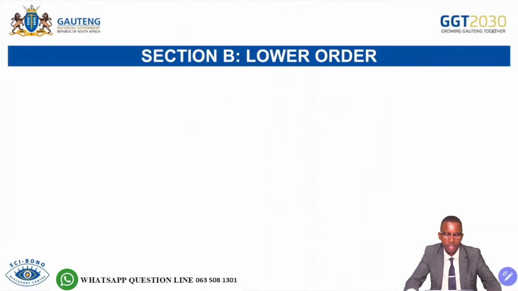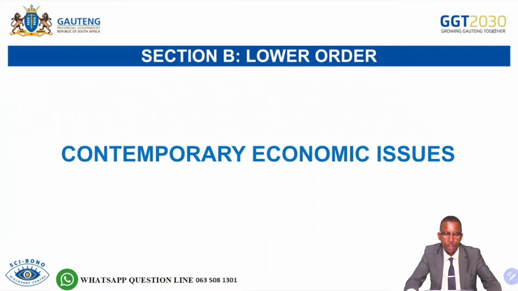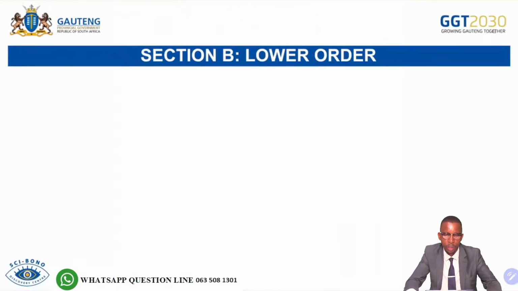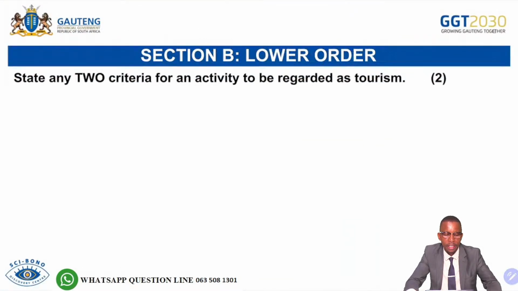We continue in section B, lower order. We talk about now contemporary economic issues, lower order. Let's check what we have in there. State any two criteria for an activity to be regarded as tourism. For us to say the activity is tourism or is a part of tourism, what should be there?